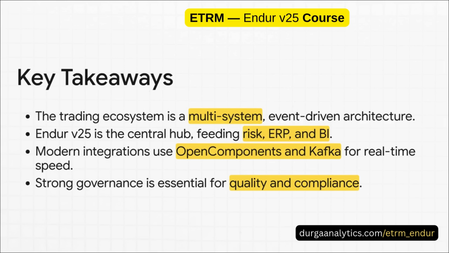First, the trading ecosystem isn't one system. It's many, and they're connected by real-time events. Second, Endur V25 is the central hub, the brain of the operation. Third, to get that real-time performance, you need to be using modern tools like Open Components and Kafka. And finally, none of it works without rock-solid governance to keep your data clean and compliant.